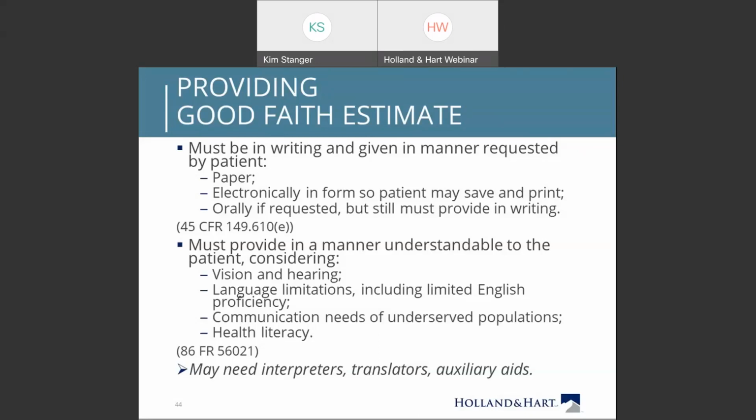You must provide that good faith estimate in a manner that's understandable to the patient, not only in easily understood language, but also in a manner that allows the patient to understand and hear or see what that good faith estimate is. To that extent, you've got to comply with the anti-discrimination rules, right? Including you've got to consider vision and hearing, language limitations, including limited English proficiency, the communication needs of underserved populations, their health literacy and the like. That may require you to involve interpreters, translators, or auxiliary aids in order to make sure that they understand and receive that good faith estimate.